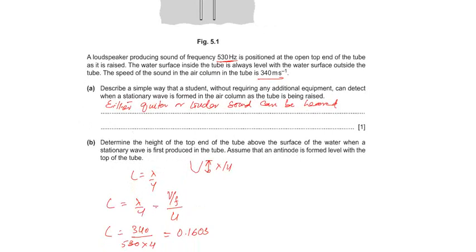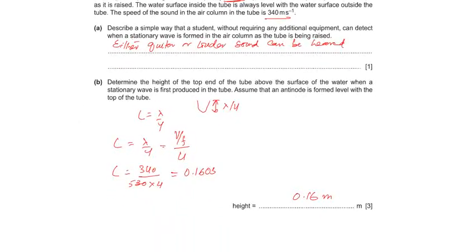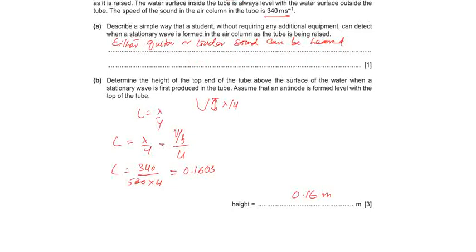Part B. Determine the height of the top end of the tube above the surface of the water when a stationary wave is first formed in the tube, assuming that the antinode is formed level with the top of the tube. So the antinode is at the top and the node at the water surface, so initially we have a lambda by 4 wavelength wave. So the length is equal to lambda by 4, because the distance between an antinode and a node is lambda by 4 in terms of wavelength.